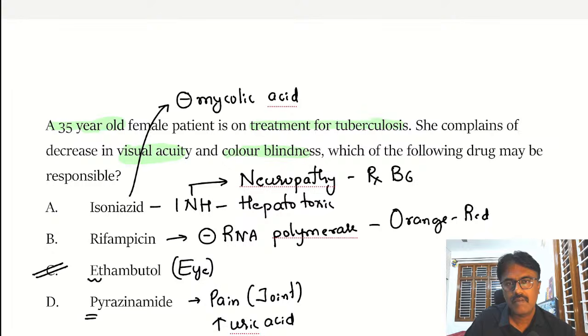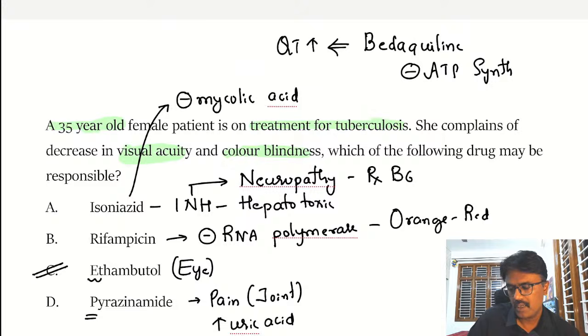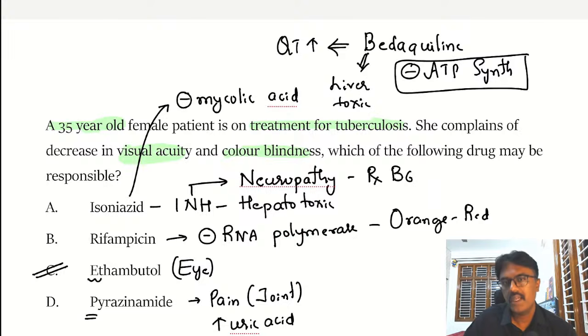So isoniazid inhibits mycolic acid synthesis. Then the most important drug nowadays is bedaquiline. Bedaquiline inhibits ATP synthesis in the bacteria, and the main adverse effect of the drug is QT prolongation, and the drug is hepatotoxic, liver toxic. And recently they had asked a question, what is the mechanism of bedaquiline? It inhibits ATP synthesis. So mainly they will test you isoniazid mechanism and rifampicin mechanism and first line drugs adverse effect mainly.